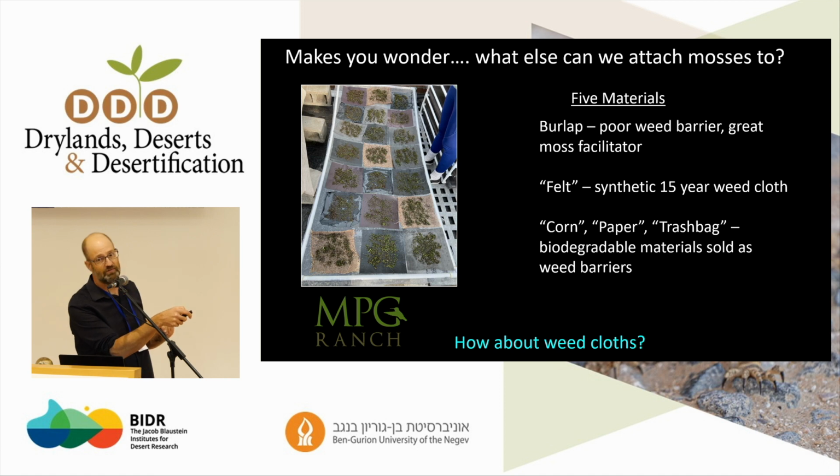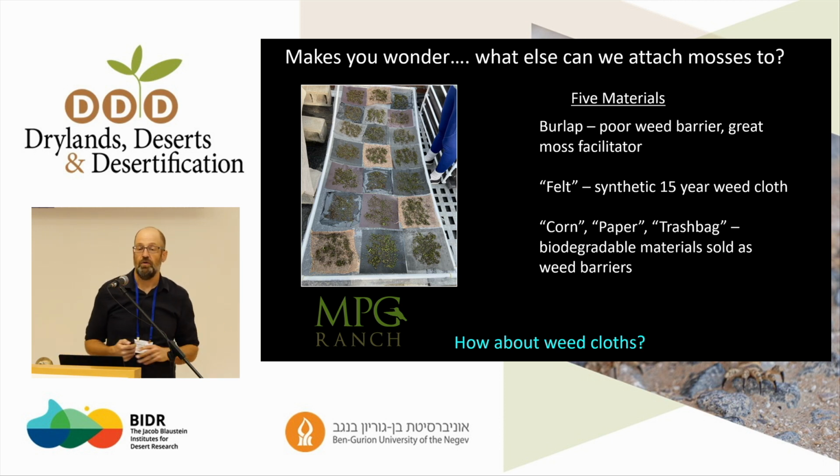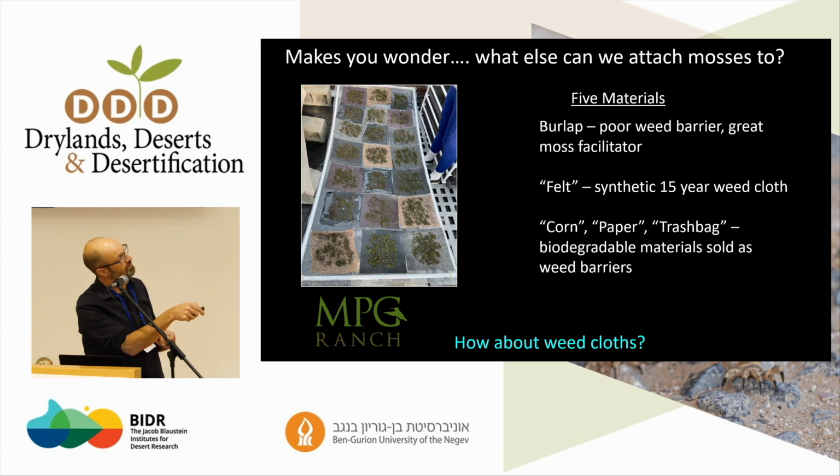Because we had so much fun with burlap, we kept that one. We know this is a poor weed barrier, but it's a great moss facilitator. Where we do our work, MPG Ranch, they use a lot of synthetic weed cloth, so we tried that one. And then there are various biodegradable weed cloths that we've given these fun nicknames, corn, paper, and trash bag, based on their appearance and some of their ingredients, and grown moss on those.